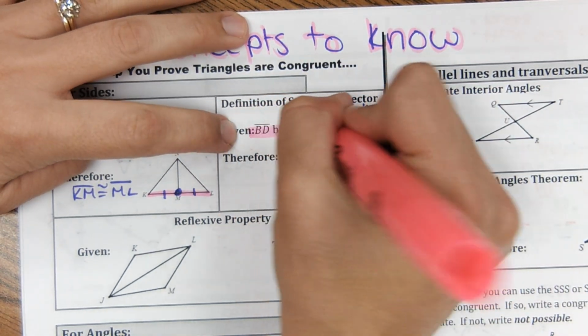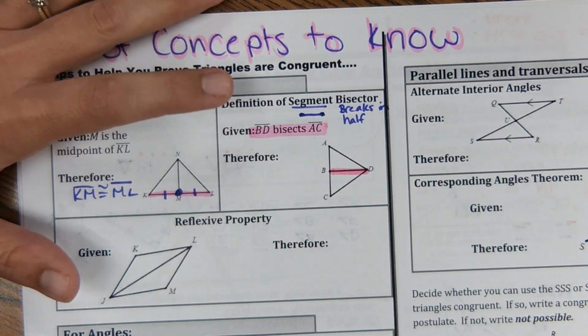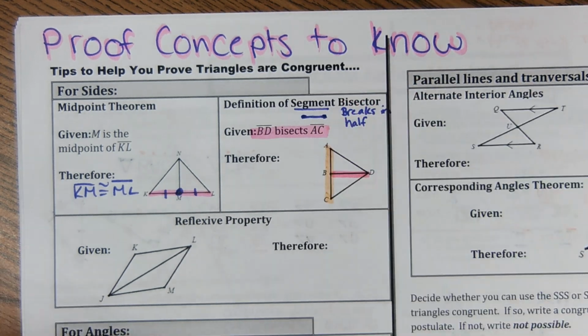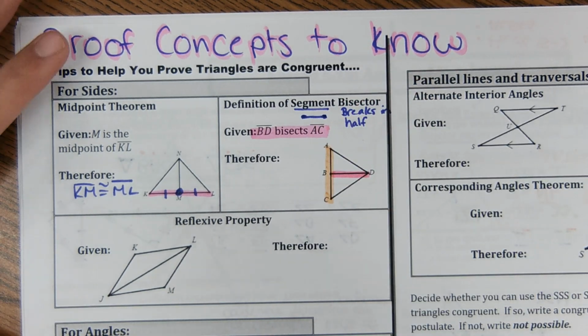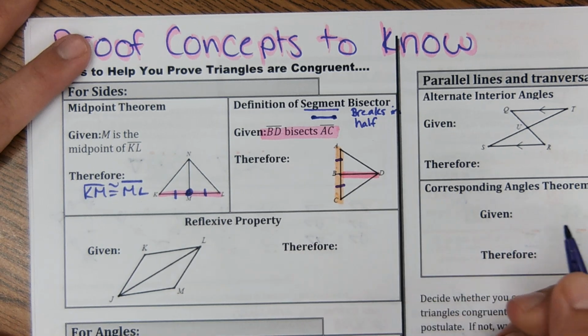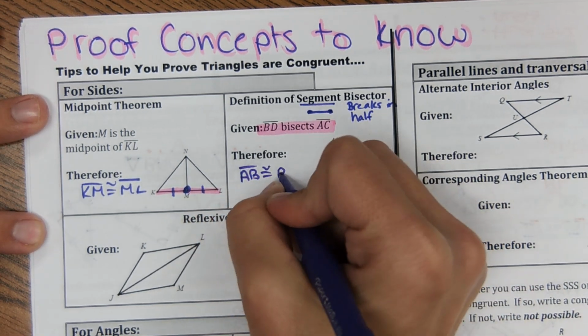So here it says BD bisects AC. So here's the segment bisector. It bisects this segment into two equal parts. So therefore, AB would be congruent to BC because it's a segment bisector and it breaks it in half. So AB is congruent to BC like that.